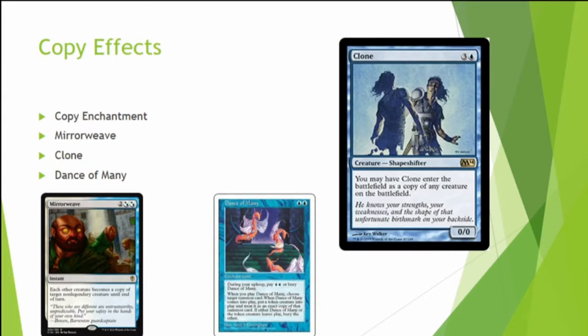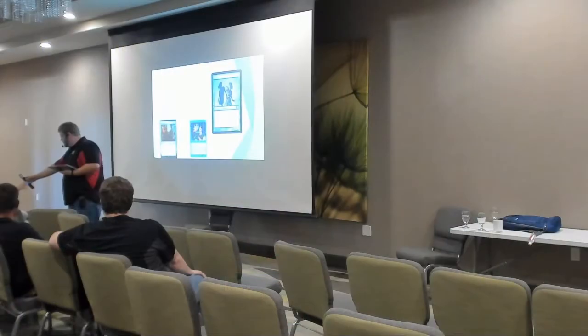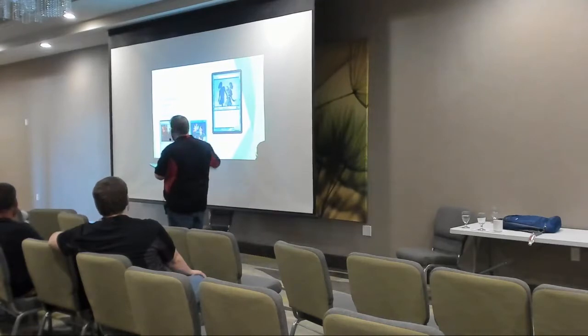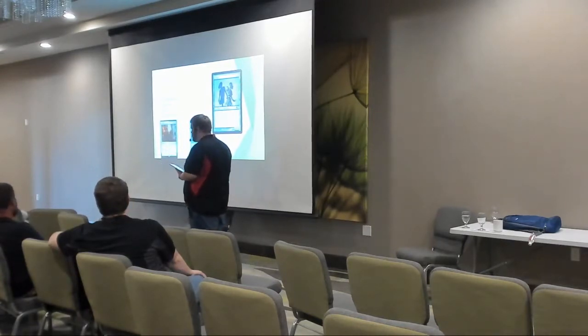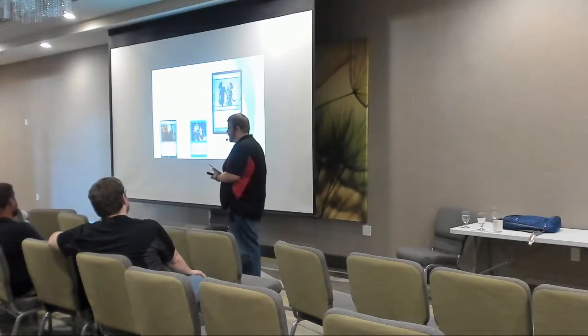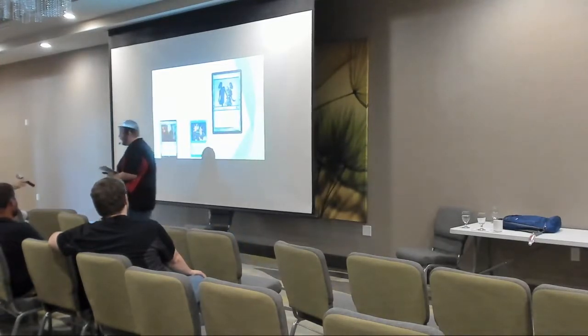So copy effects. Does anybody know what happens when you copy an animated Gideon? After Gideon uses his 0 ability or whatever to make him a creature, does anybody know what happens when it copies? Are we mirror weaving a Gideon onto someone else's board, or are we, say, cloning? You just clone it. And then we're cloning an animated Gideon? Yes. So we've got a Gideon, but it's not a creature. Absolutely. So it becomes a Gideon, but not a creature Gideon. I always found that interesting.